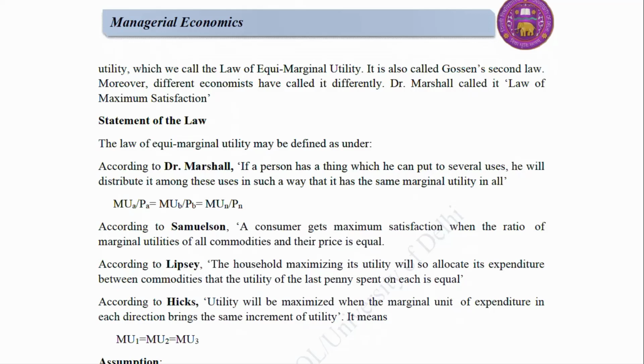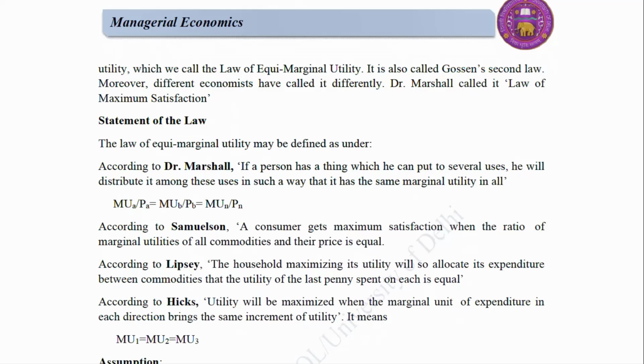It is also called Gossen's second law. Moreover, different economists have called it differently. Dr. Marshall called it the law of maximum satisfaction. Statement of the law. The law of equimarginal utility may be defined as follows. According to Dr. Marshall, if a person has a thing which he can put to several uses, he will distribute it among these uses in such a way that it has the same marginal utility in all.